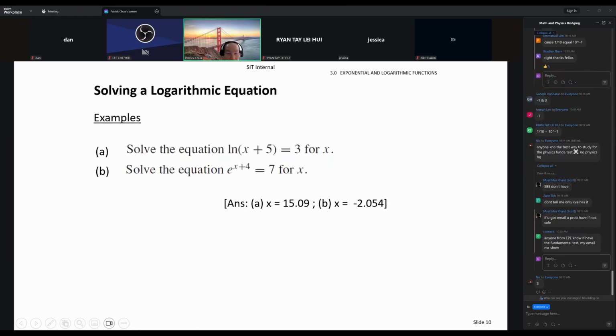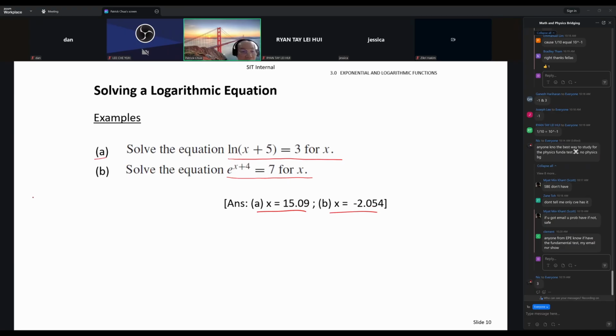Right, next. Solve the equation ln(x + 5) = 3. Solve for x, that means find the value of x. And b: again, solve the equation e to the power x + 4 = 7. Solve for x means find the value of x. The answers are there. So how do we do that?